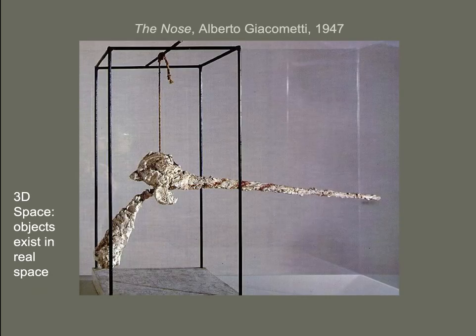All right, so then we have space, and there's a couple different types of space as well. 3D space is space that objects exist in, so real space. This is The Nose by Giacometti from 1947. Giacometti was interested in how we perceive objects in space, and he's used the frame here, the cube, to kind of enclose this figure in a way.